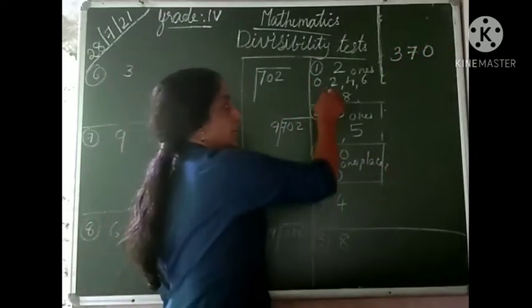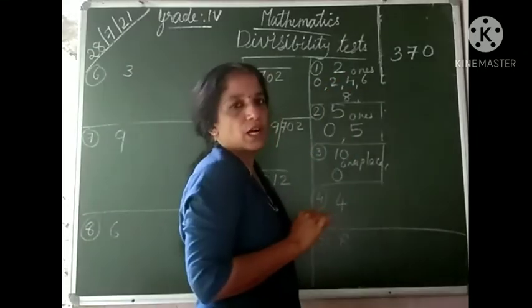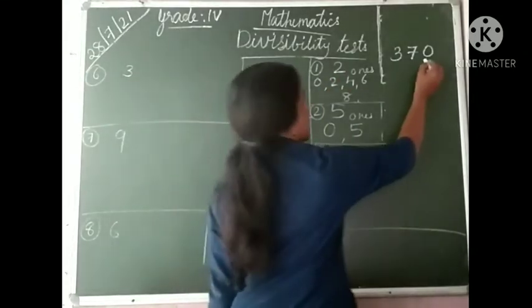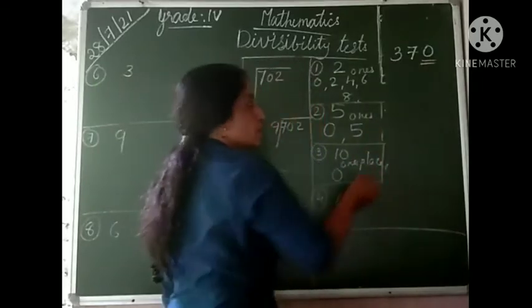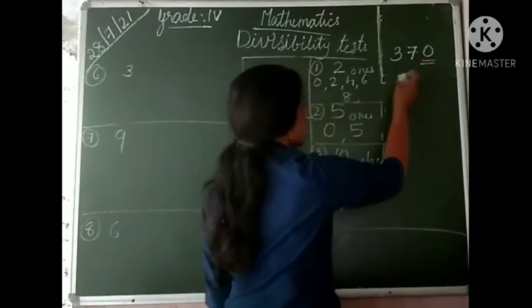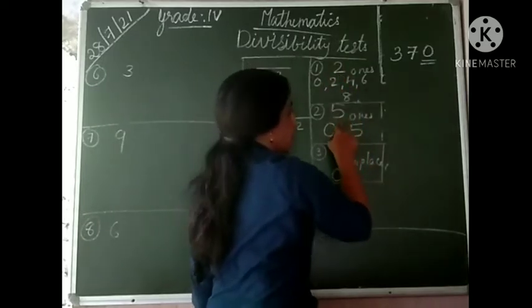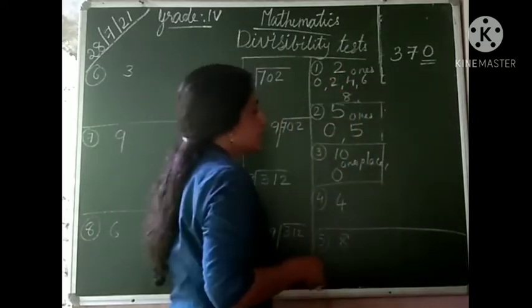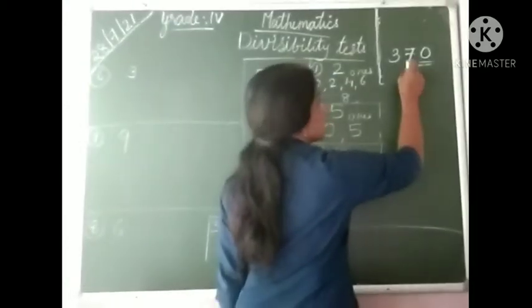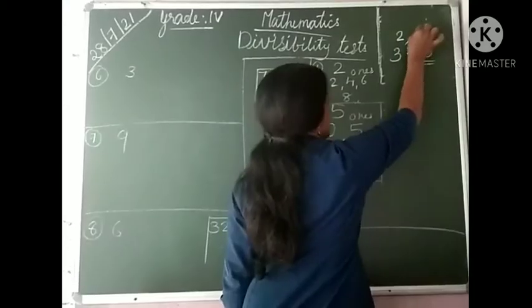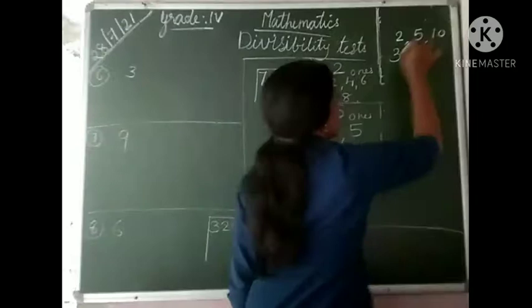Then can we divide this number by 2 without division? Yes. Which number can we check? 0. If 0 comes in the ones place, we can say that the number is divisible by 2, divisible by 5 and divisible by 10. Therefore, 370 is divisible by 2, 5 and 10.